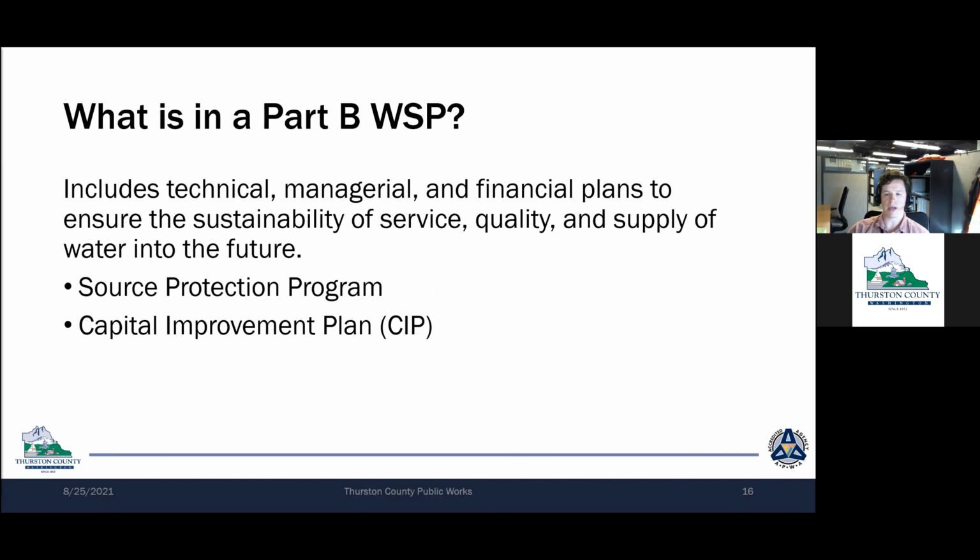To ensure that water demands are being met and that water supplies and service are sustainable and of high quality, Part B water system plans also provide and discuss the technical, managerial, and financial plans for the specific system. This includes the plans and other managerial documents that were discussed in Part A, but with the details regarding how they are specifically applied to the subject water system, so Grand Mound in this case.